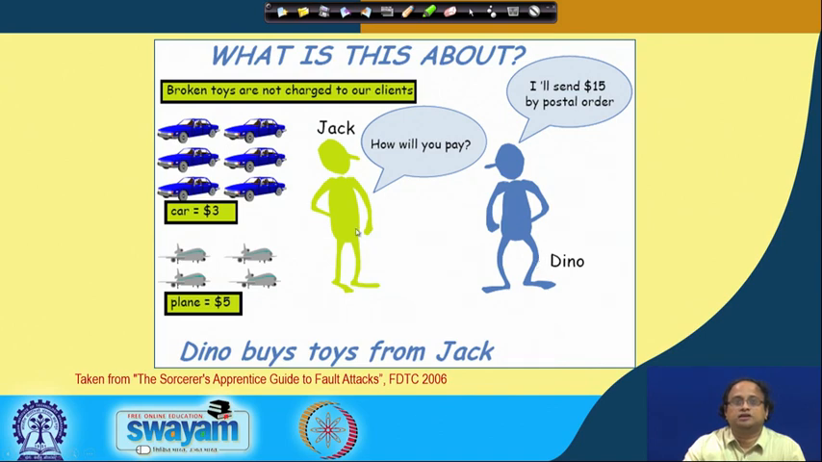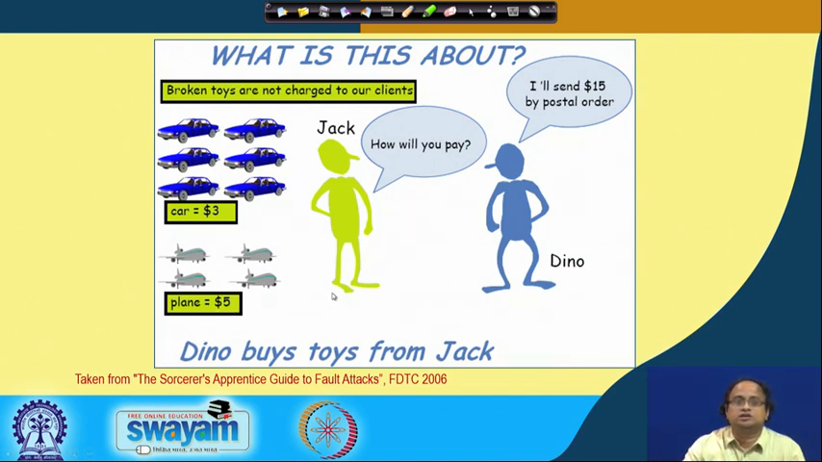You can see that these are toy cards and toy planes. So each card costs around $3, and suppose each plane costs around $5. Jack asks Dino, how will you pay? Dino says that he will send $15 by postal order, and immediately you can understand that there are two possible transactions. One, there are 5 cards being procured, or it can be that there are 3 planes being procured.